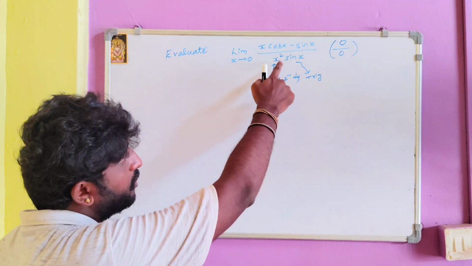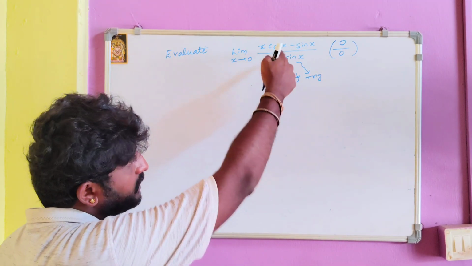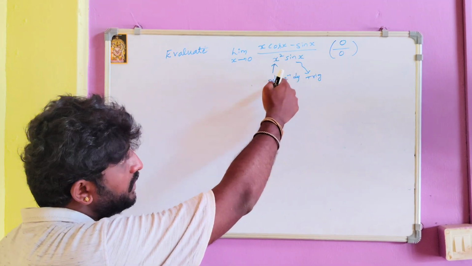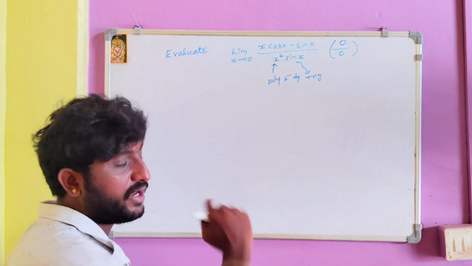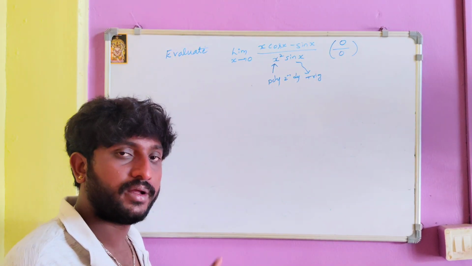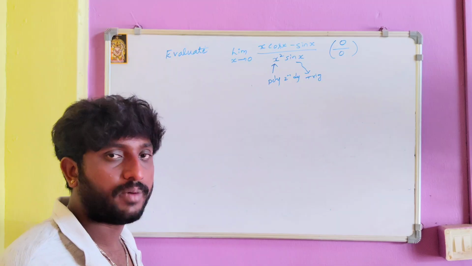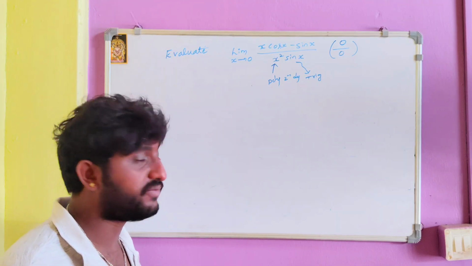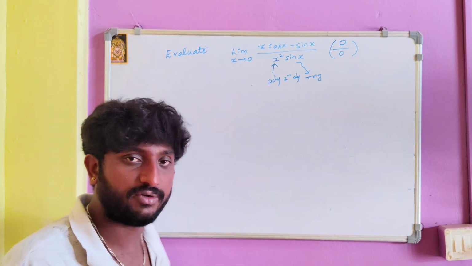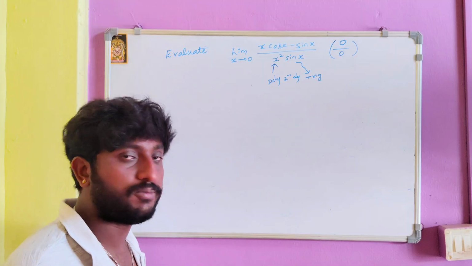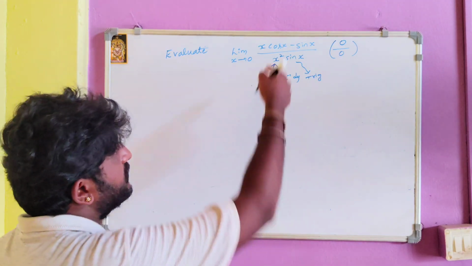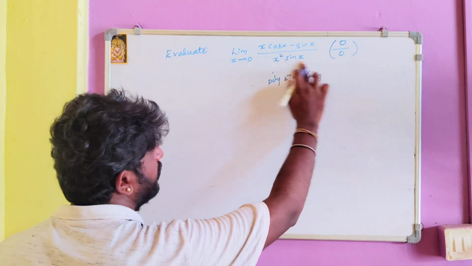step also, because of x square, a polynomial of second degree, if you differentiate, you need to apply the product rule. Again, if you substitute the x value, you get 0 by 0 form. Instead of doing like that, first we simplify this.